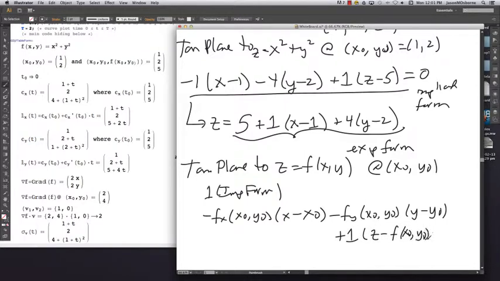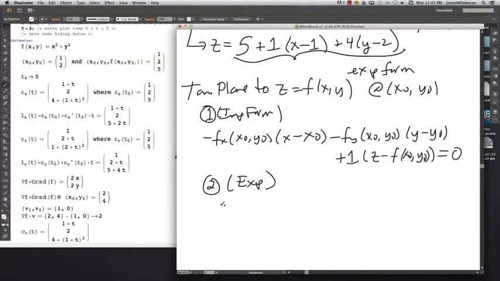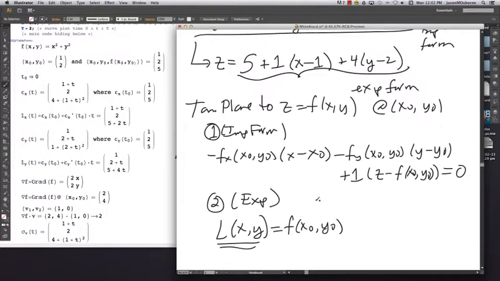That is the implicit form of your tangent plane. The second way you could write it is explicitly. And explicitly, I prefer to write the tangent plane as a function of two variables, L of x, y. The tangent plane explicit would be your function evaluated at x naught, y naught.